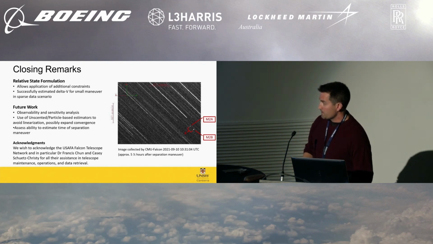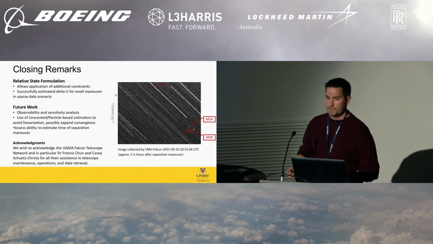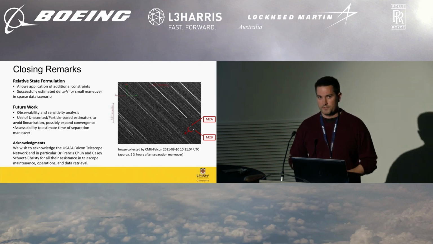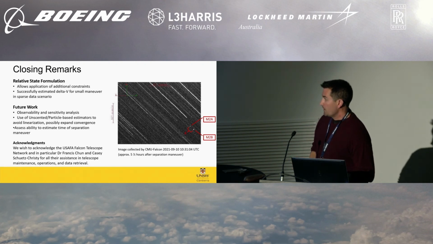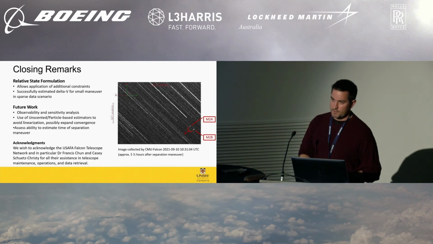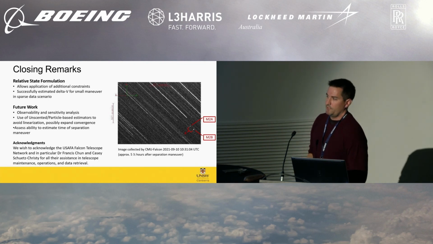Some future work with this, we want to continue doing an observability and sensitivity analysis, figure out what size changes we should be able to characterize, and look at some additional methods, possibly using some different filters like unscented transform or particle filters that might help us to do a little bit better job with this.